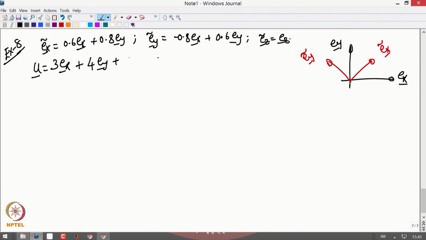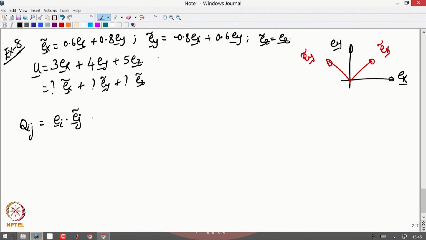Then I am interested in finding how this vector u, given as 3 x plus 4 y plus 5 z, will transform. I am interested in transforming this vector into some component of x tilde plus some component of y tilde plus some component of z tilde. Okay. For this, first you have to find the transformation matrix Qij, which is defined as E i dotted with E j star or E j tilde.